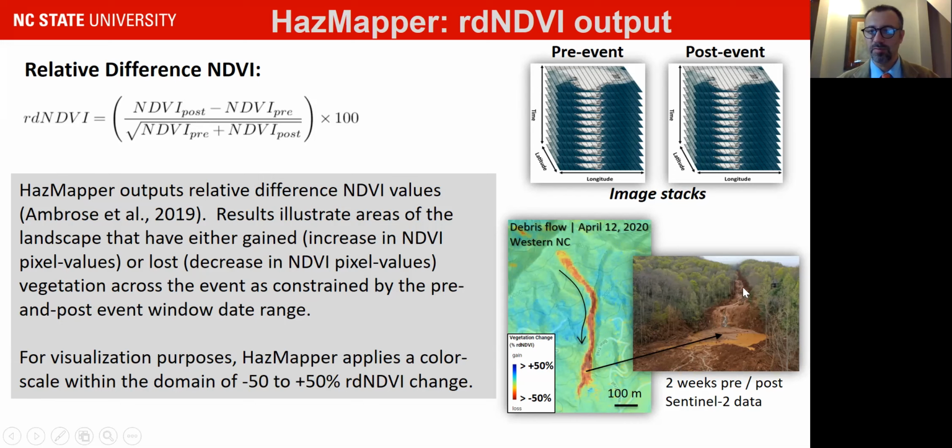And here's an example of a debris flow that happened in April of this year in Western North Carolina, where you can see the obvious removal of vegetation here in the photograph and the corresponding HazMapper rdNDVI result here on the left, with values again ranging from greater than -50% change to positive 50% change. So where vegetation increased a little bit, the trees were regreening here. Along the track here, the vegetation was completely removed.